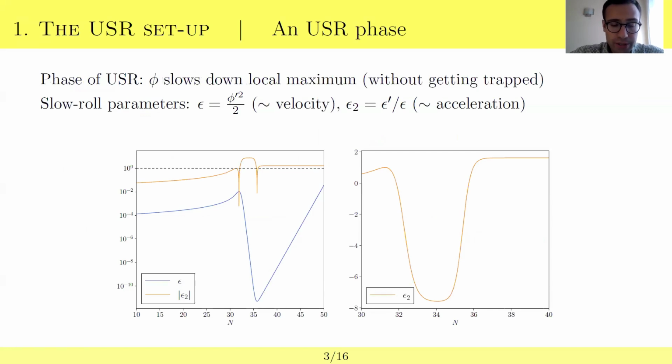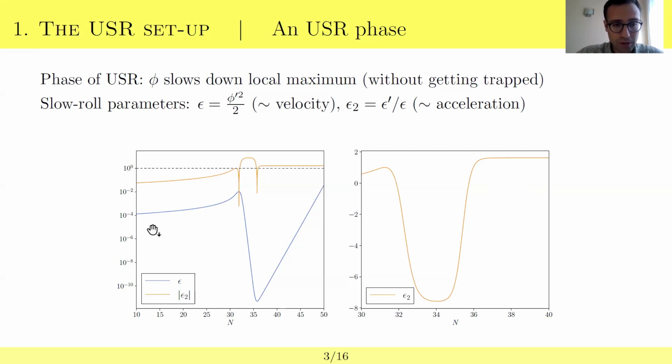So let's start by reviewing the setup, that of ultra-slow roll inflation. In ultra-slow roll inflation, we have a phase during inflation in which the inflaton slows down as it goes through a local minimum, local maximum configuration, in such a way that as the inflaton climbs up the local maximum, it gets to the top just with barely enough speed to get past the local maximum and keep on rolling down the potential towards the end of inflation.